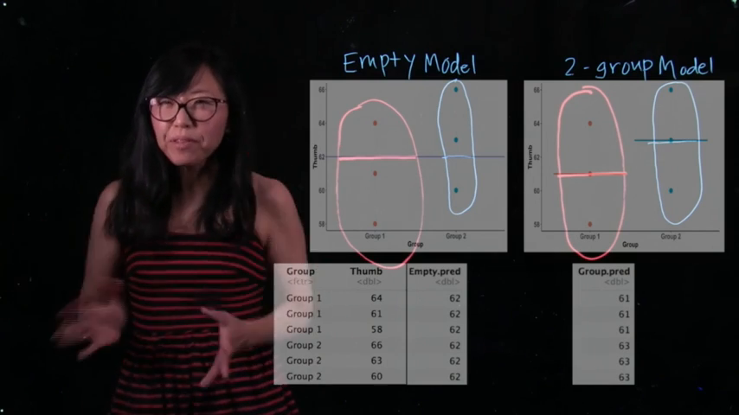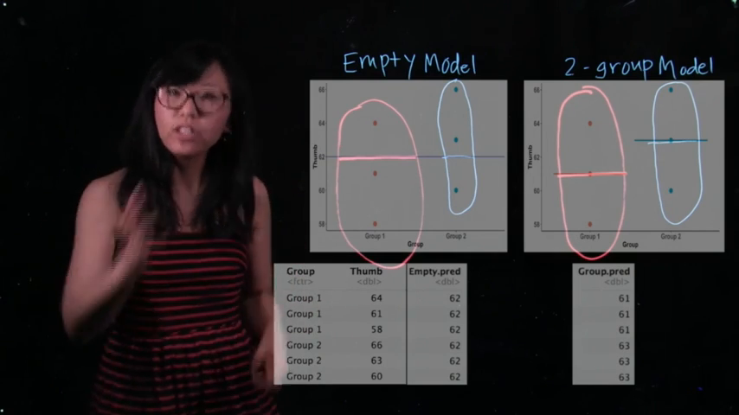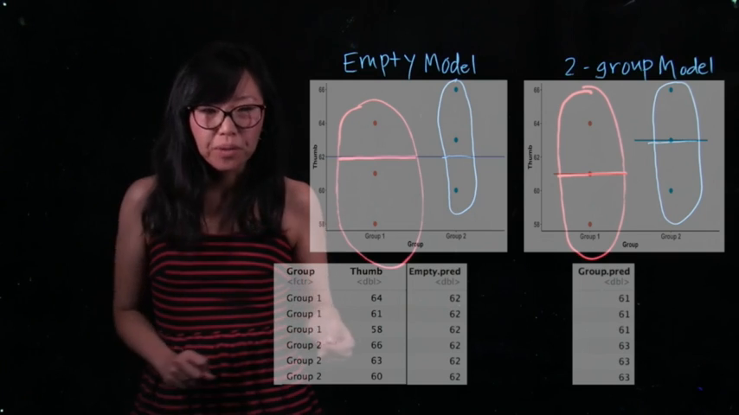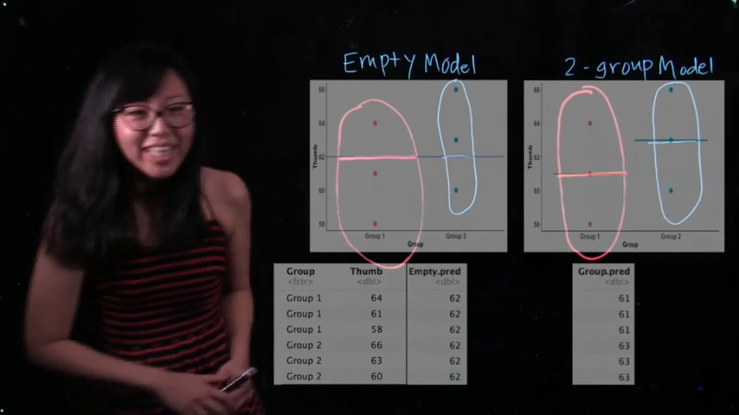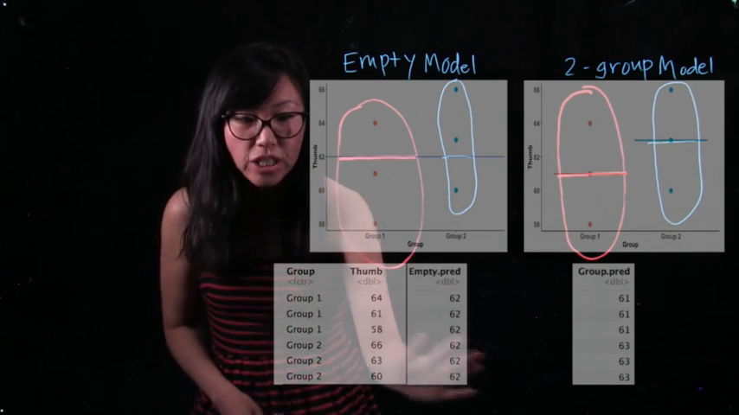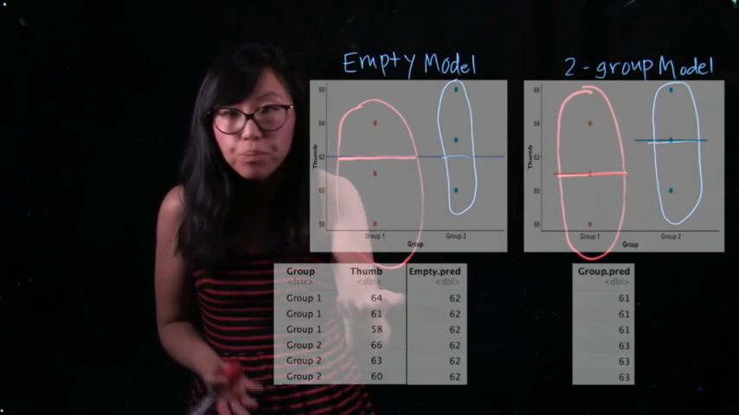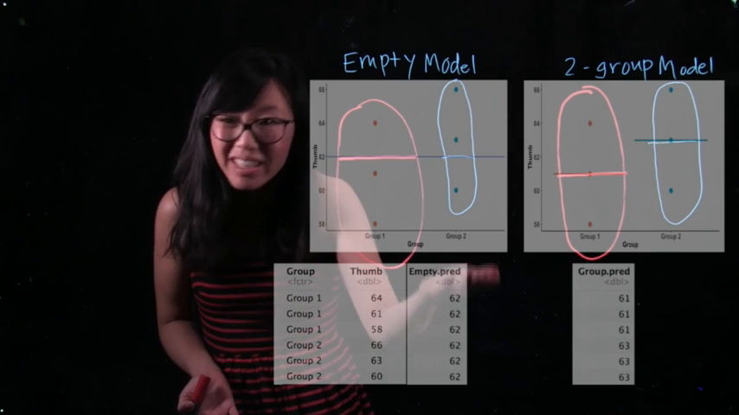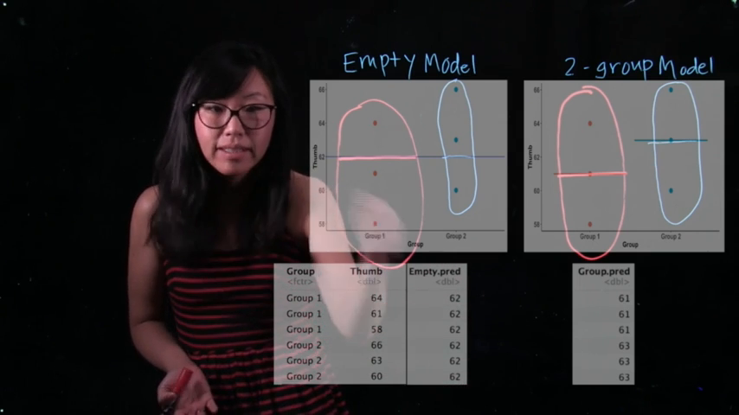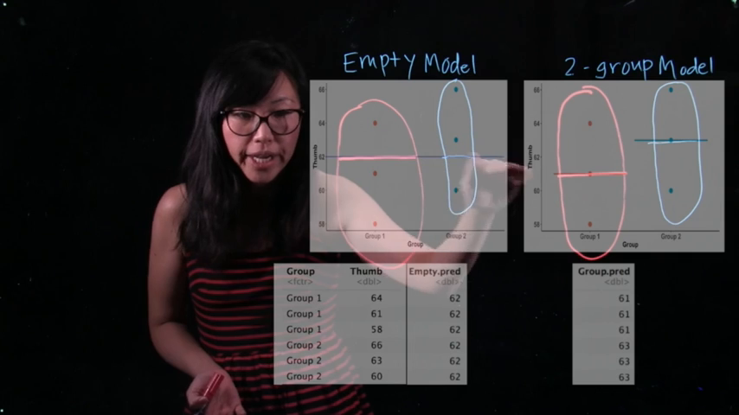So I realize that some of you still may not believe me. So let's calculate this with actual numbers. Here are the predictions from the empty model. And notice that for each thumb, each person, we just predict the same mean for everybody, and that's 62. That's represented by this blue line, right?